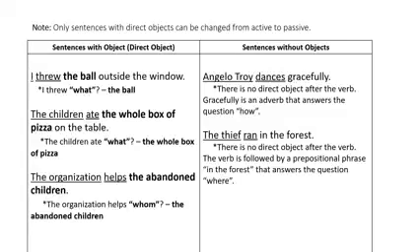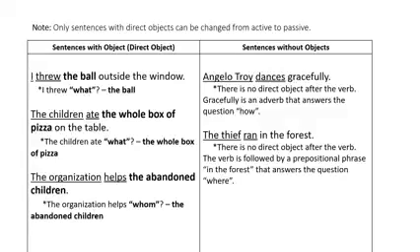Angela Troy dances what? Does "gracefully" answer the question what? It answers the question how. So in this sentence, there is no direct object after the verb. So gracefully is an adverb that answers the question how.